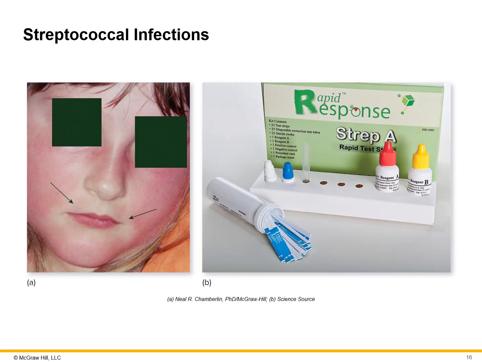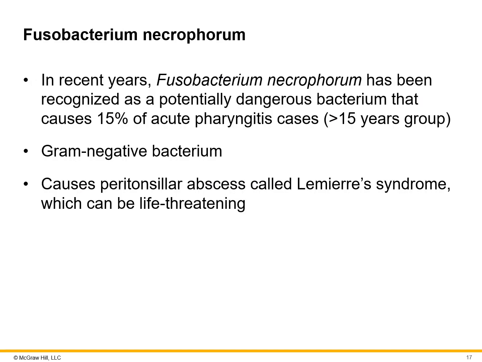And this is just looking here with the Streptococcus. A lot of flushing is typically seen due to some of those toxins that are being released. Again, rapid strep tests can be used to diagnose these infections as well. Then our other one, the Fusobacterium necrophorum. Only in recent years has this been recognized as a potentially dangerous bacteria. It accounts for about 15% of acute pharyngitis cases. It is gram-negative, but it causes peritonsillar abscesses that are called Lemierre's syndrome, which can be life-threatening.